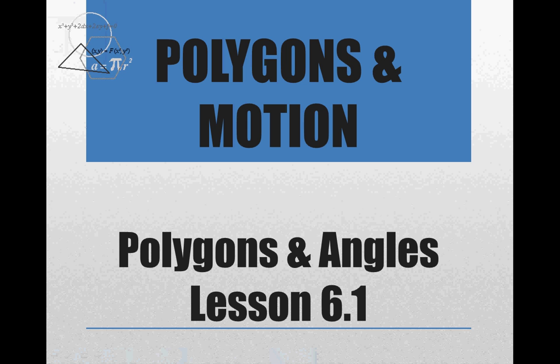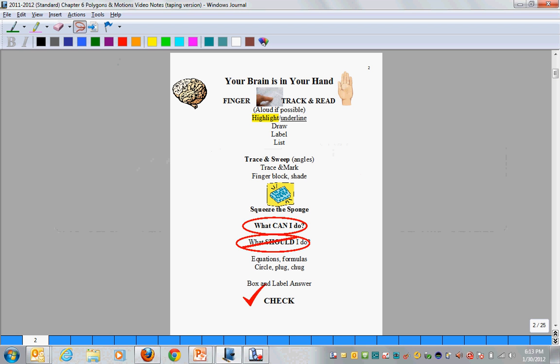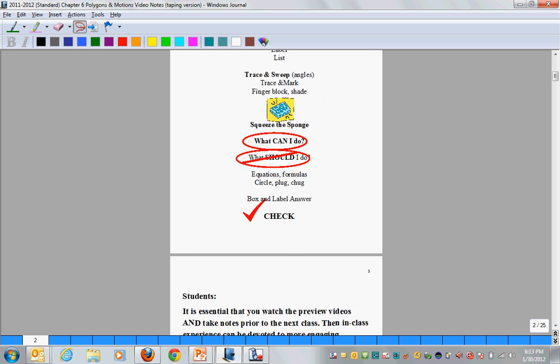We're going to be studying polygons and motions. This first lesson, polygons and angles. For all the lessons, please make sure you use brain and hand techniques where you finger track and read problems out loud, highlight, underline, draw a label list. Ask yourself what you can do, not what you should do. Taking a look at the first lesson.